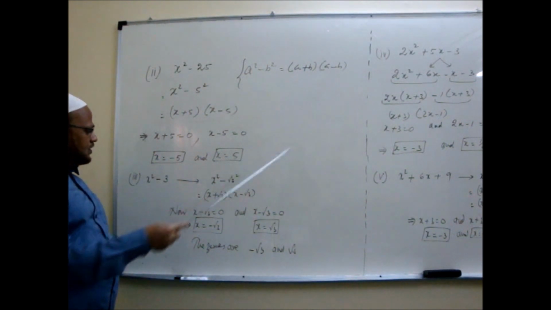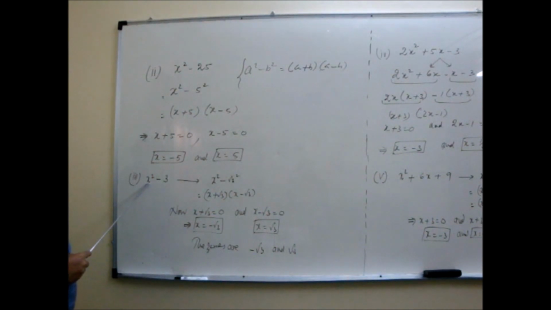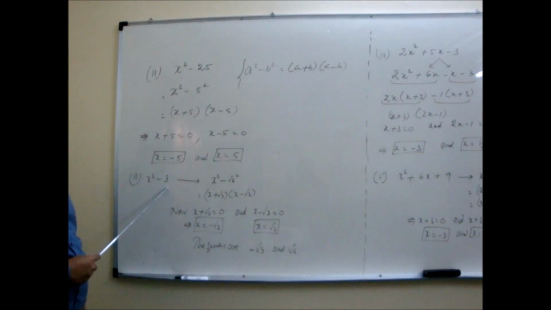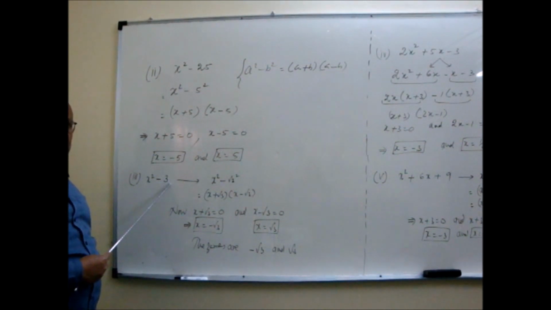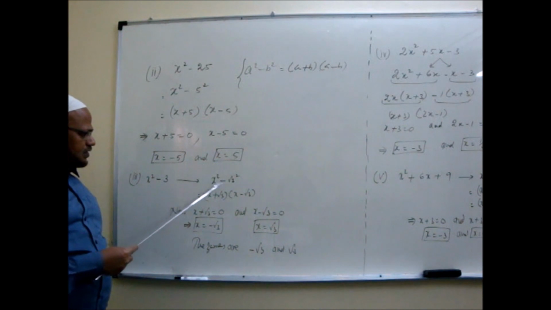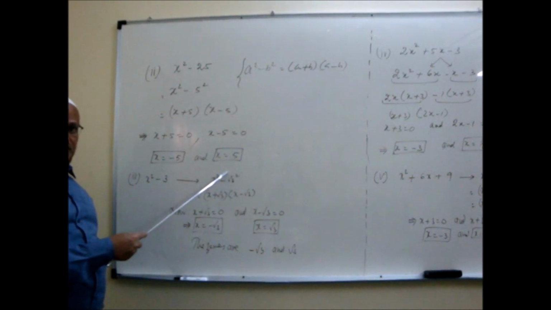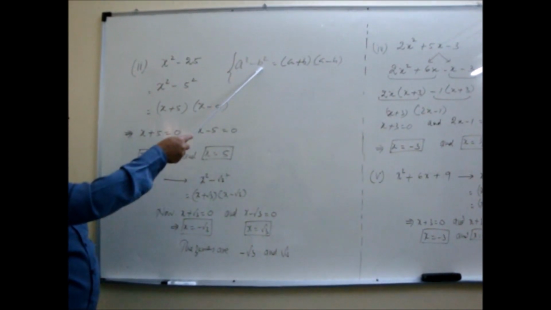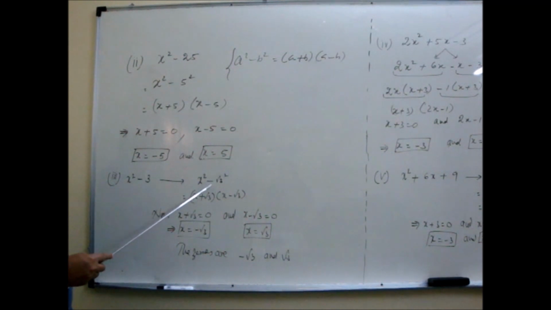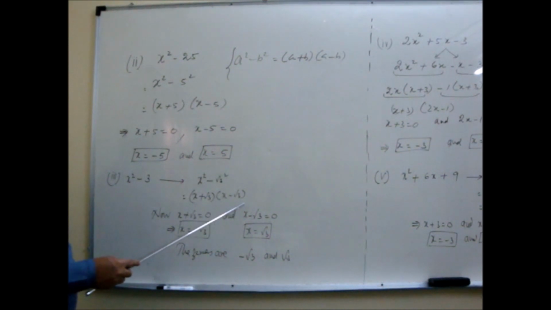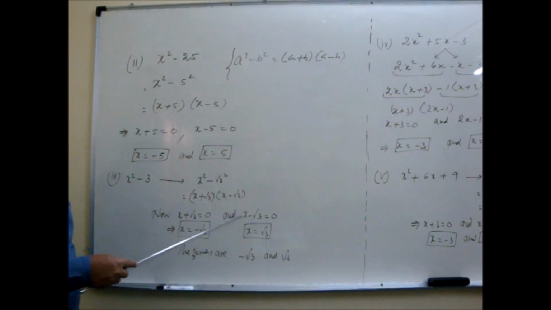Is that clear? Suppose it is not a perfect square of this kind, if you are given x square minus 3, don't worry. Write x square minus 3 as x square minus root 3 square. Again apply the same identity, a plus b into a minus b. So it will become x plus root 3 into x minus root 3. Two linear factors came.